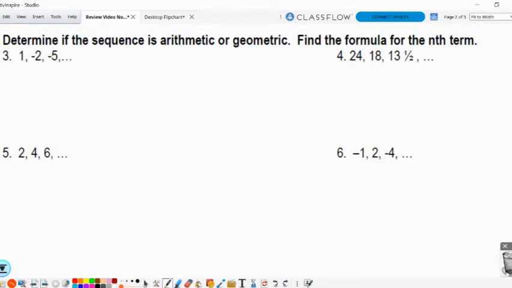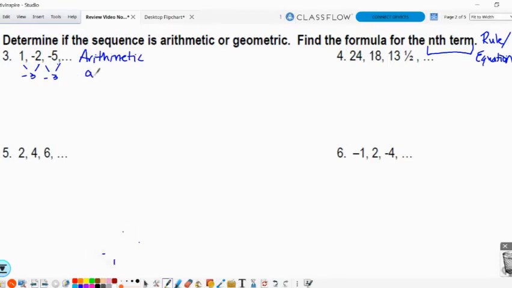In our next set of questions, we're looking to determine if each sequence is arithmetic or geometric, and then find the formula for the nth term, which means write the rule or the equation. One to negative 2 to negative 5, we're subtracting 3 each time. So we have a common difference. So that is arithmetic.